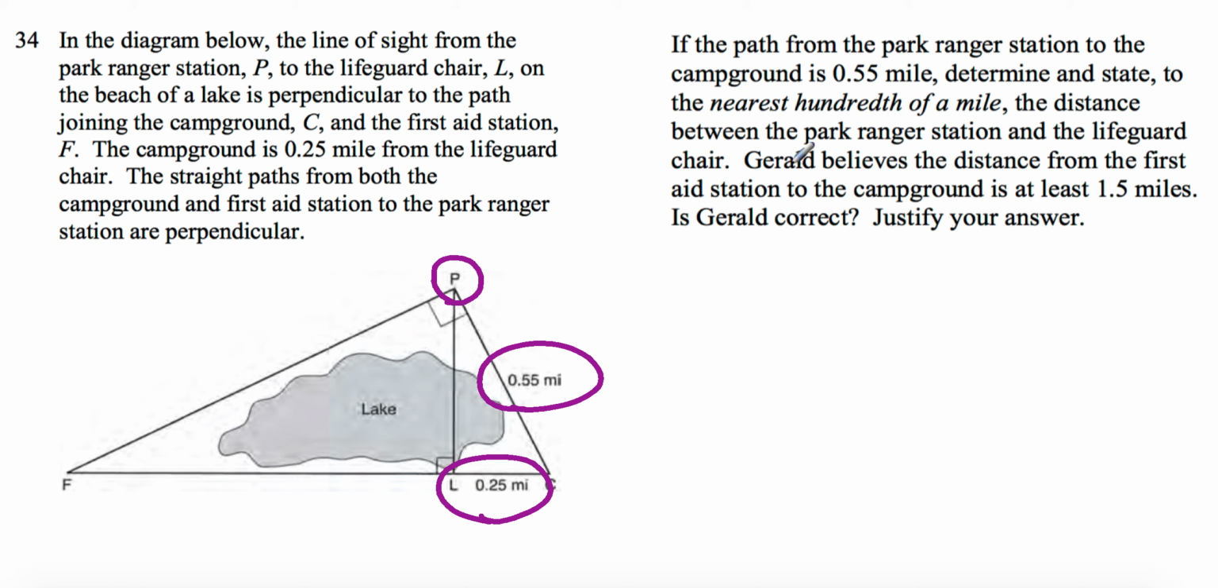The distance between the park ranger station, which is right over here, and then the lifeguard chair. Let me call that x. We need to figure that out first. In fact, that's relatively not bad because we can just use the Pythagorean theorem.